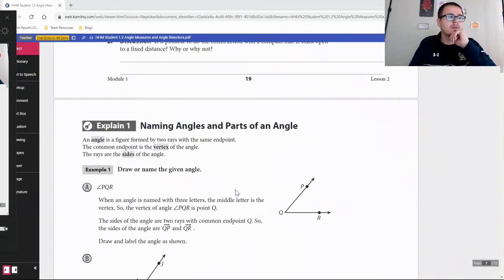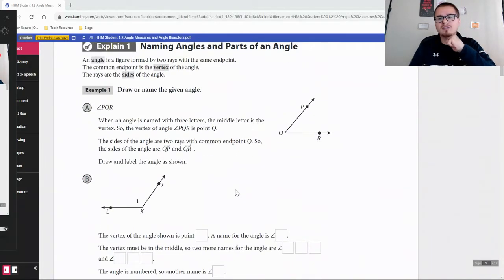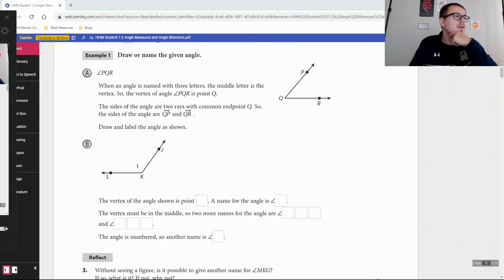So let's start with explain one, naming angles and parts of an angle. So that's what you're going to be doing today, is naming these angles and making sure you know the parts of them. So there's a couple vocab words. Make sure you get those down. I always like to have a picture to go with them. So once you figure out what they are, I'd add an image. So angle, vertex, and sides. So the rays make the sides. The angle is in between the two rays. And the vertex is the intersection point. Looks like a V.